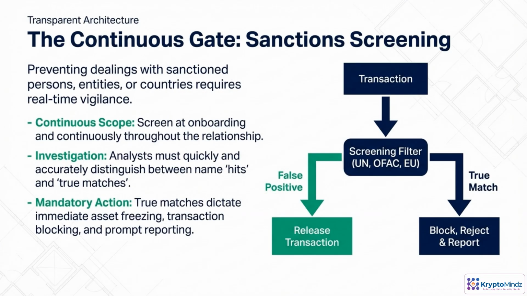Sanctions screening acts as a continuous gatekeeper. Customers and payments must be checked against lists from bodies like the UN, OFAC, and the EU, not just at onboarding, but throughout the relationship. When the system flags a name, the analyst's job is to decide whether it's a false positive or a true match. That distinction drives the outcome. False positives are cleared and released. True matches require immediate action. Freeze assets where required, block or reject the transaction, and file the necessary reports.